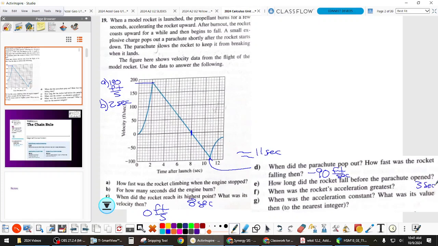When was the rocket's acceleration the greatest? So remember we said the acceleration is the derivative of the velocity. So we're looking for when what is the steepest? So the slope of the tangent line. Where would you say that's true? Yeah, t equals 2, or right before. Somewhere up there. So part F.